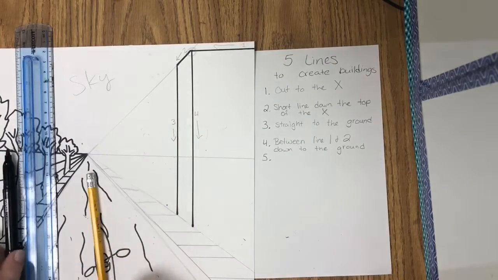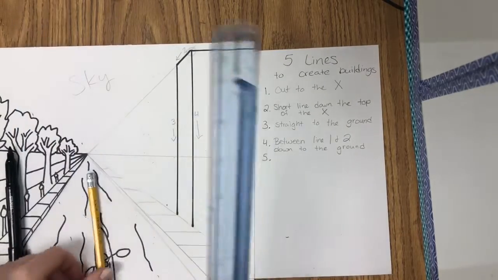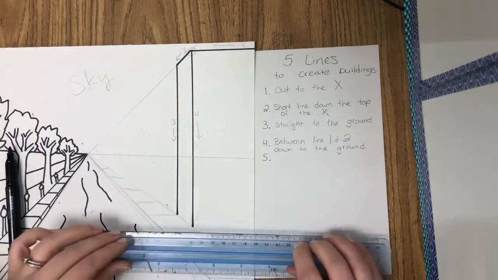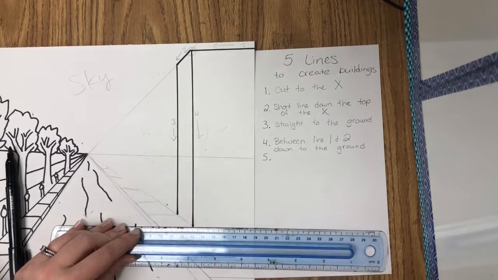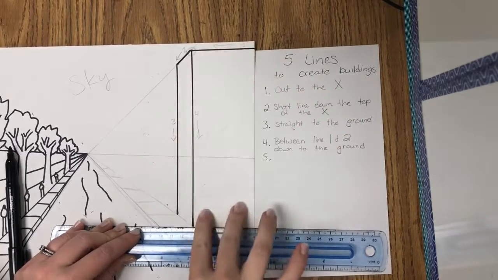All right, moving on to line number 5. This is what will complete the shape of our building, and this is the front bottom of our building. So this line is going to go straight across. It is a horizontal line.